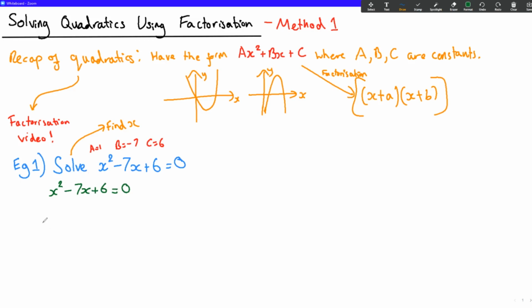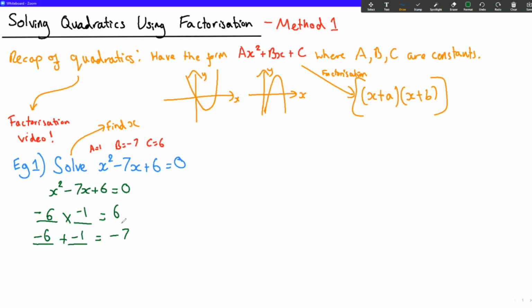So remember, to factorize, we need to find two numbers that multiply to give c, which in this case is 6, and two numbers that add together to give -7, which is b. If you want, you can pause the video before I say what it is. So 6 and 1 multiply together to give 6. -6 and -1 also multiply together to give 6. And minus 6 plus minus 1 give minus 7.